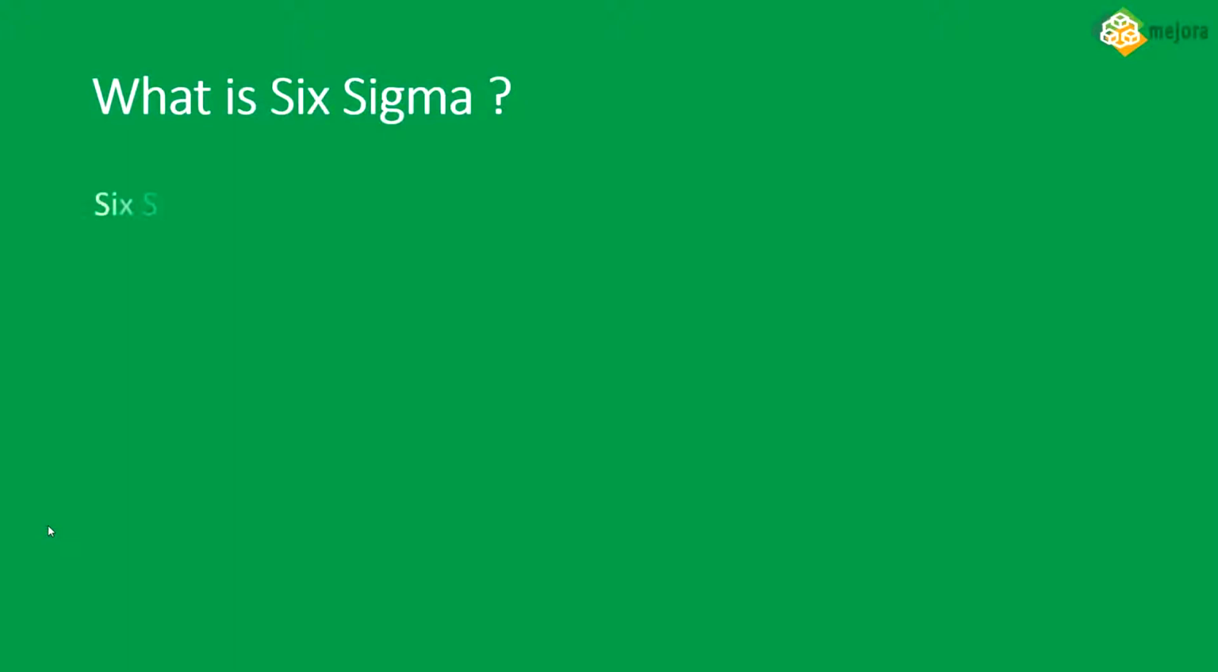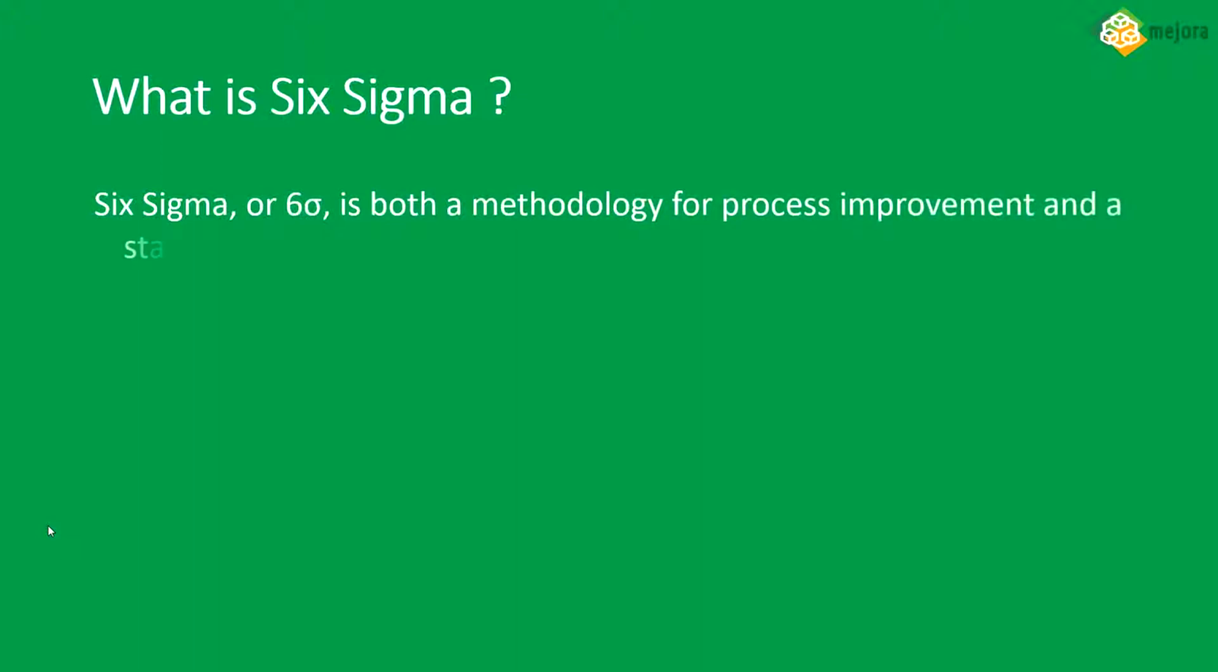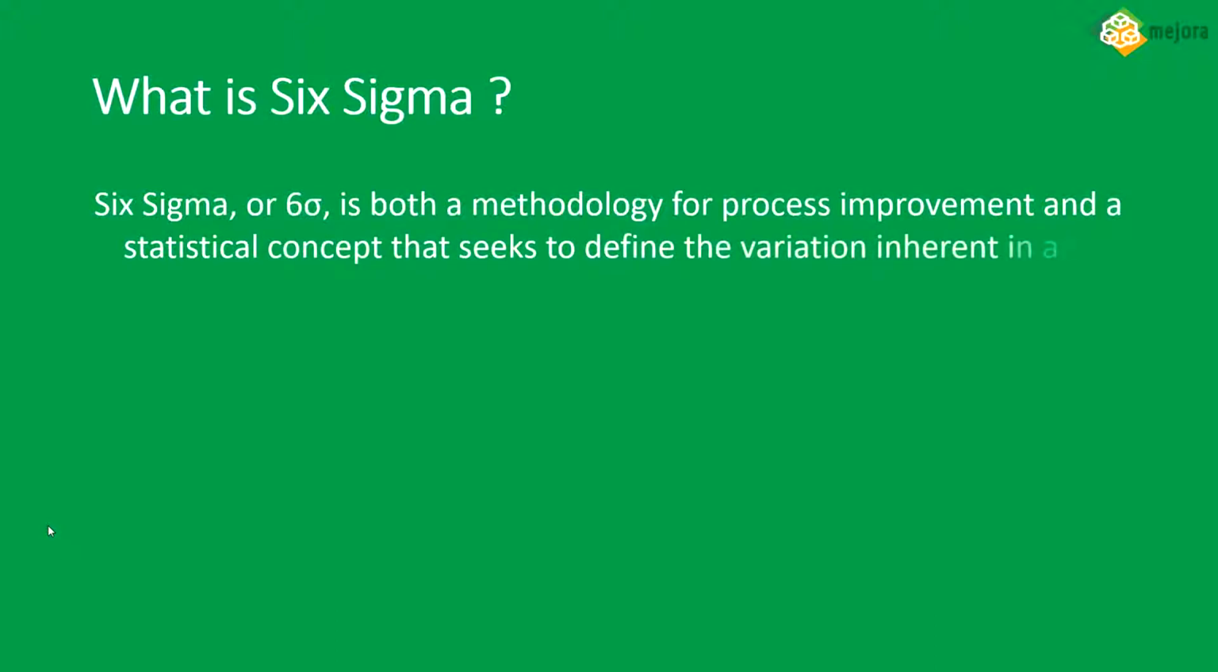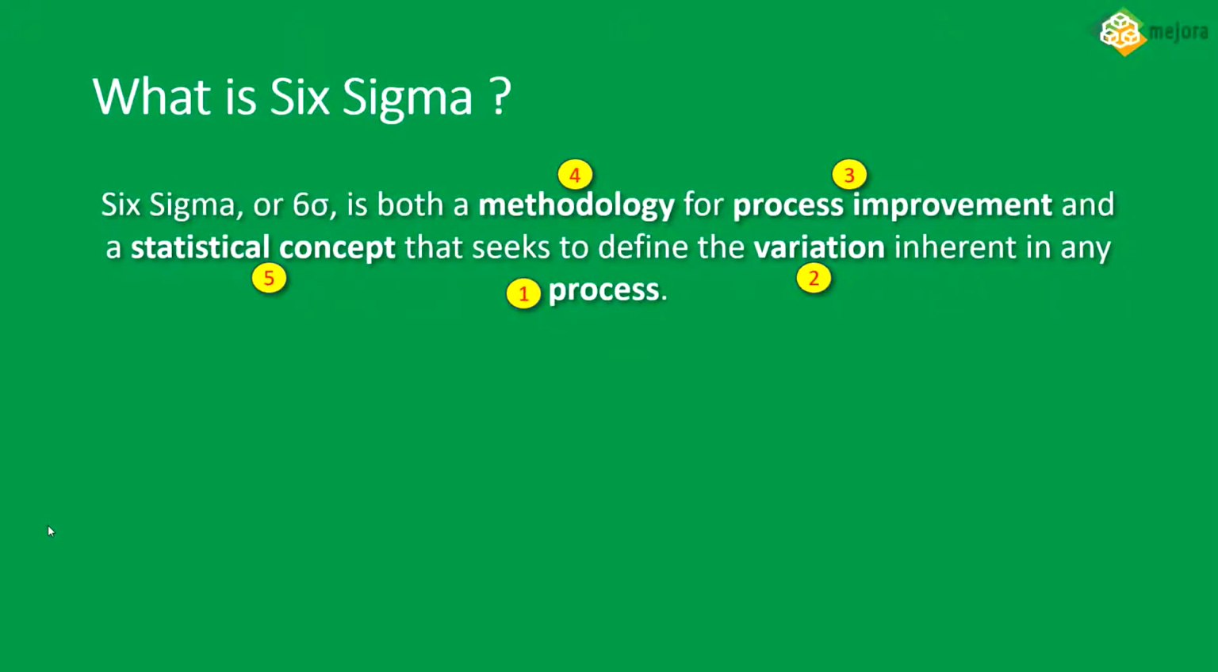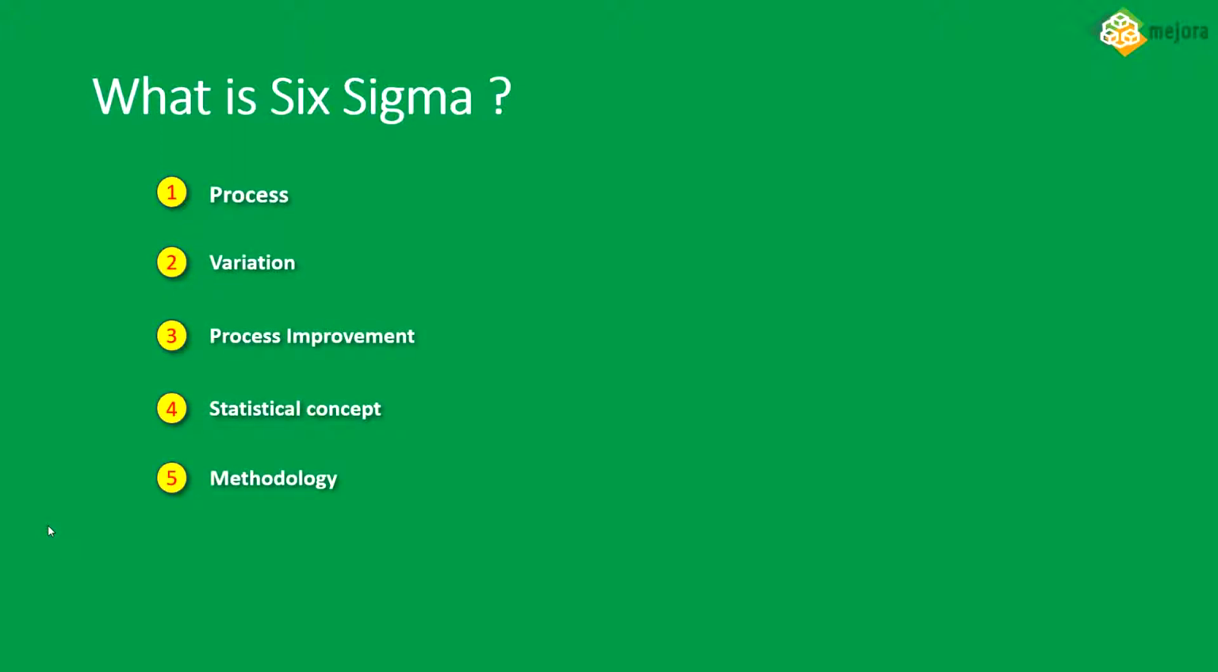What is Six Sigma? By definition, Six Sigma is both a methodology for process improvement and a statistical concept that seeks to define the variation inherent in any process and thereby improve it. Let's try to understand this definition first, by understanding some keywords mentioned here: process, variation, process improvement, methodology and statistical concepts. I have divided this sequentially into different parts so that you can learn this easily.